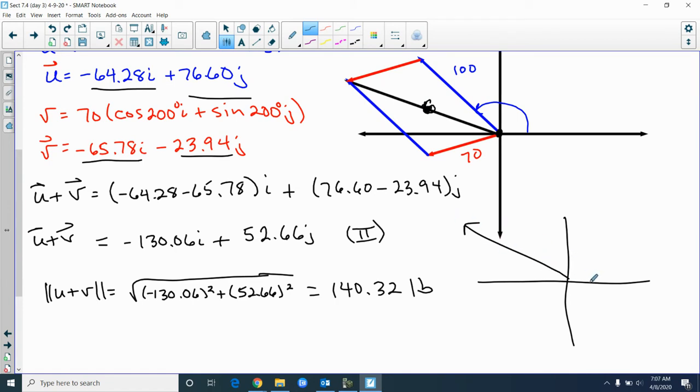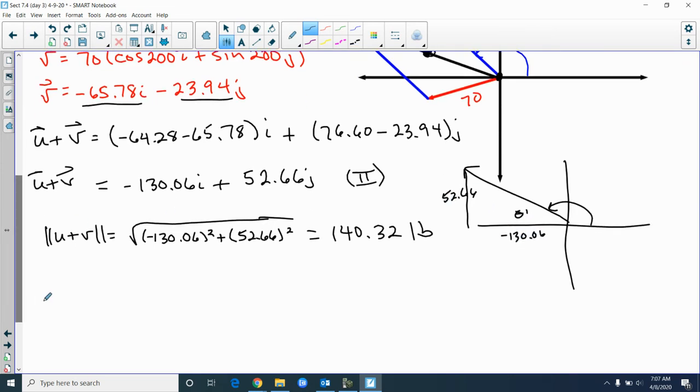The direction, this is the direction right here. Unless it's in quadrant 1, you cannot find the direction directly. You have to find the reference angle and then find the direction. So we need to find this reference angle, and it's always based upon that right triangle. Here's your J part, 52.66. Here's your I part.